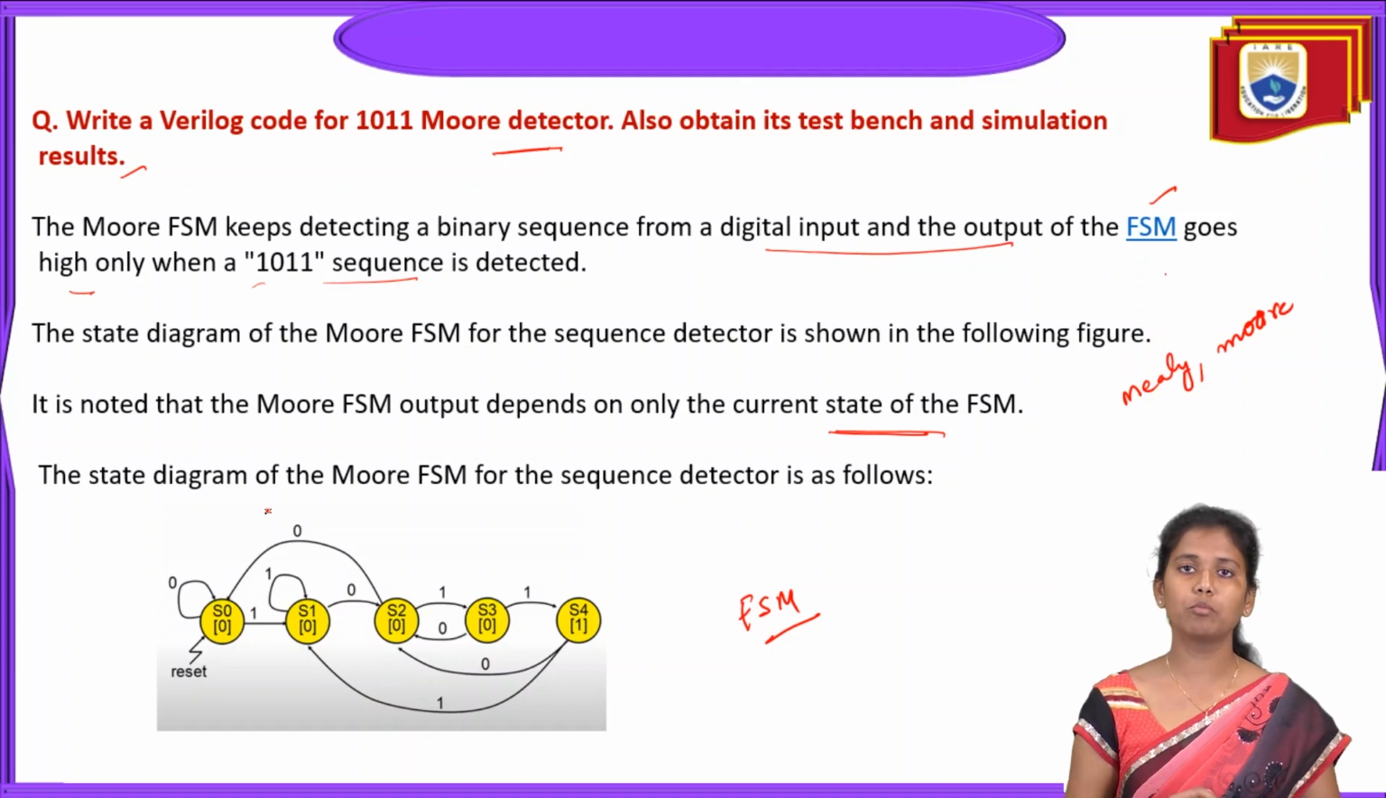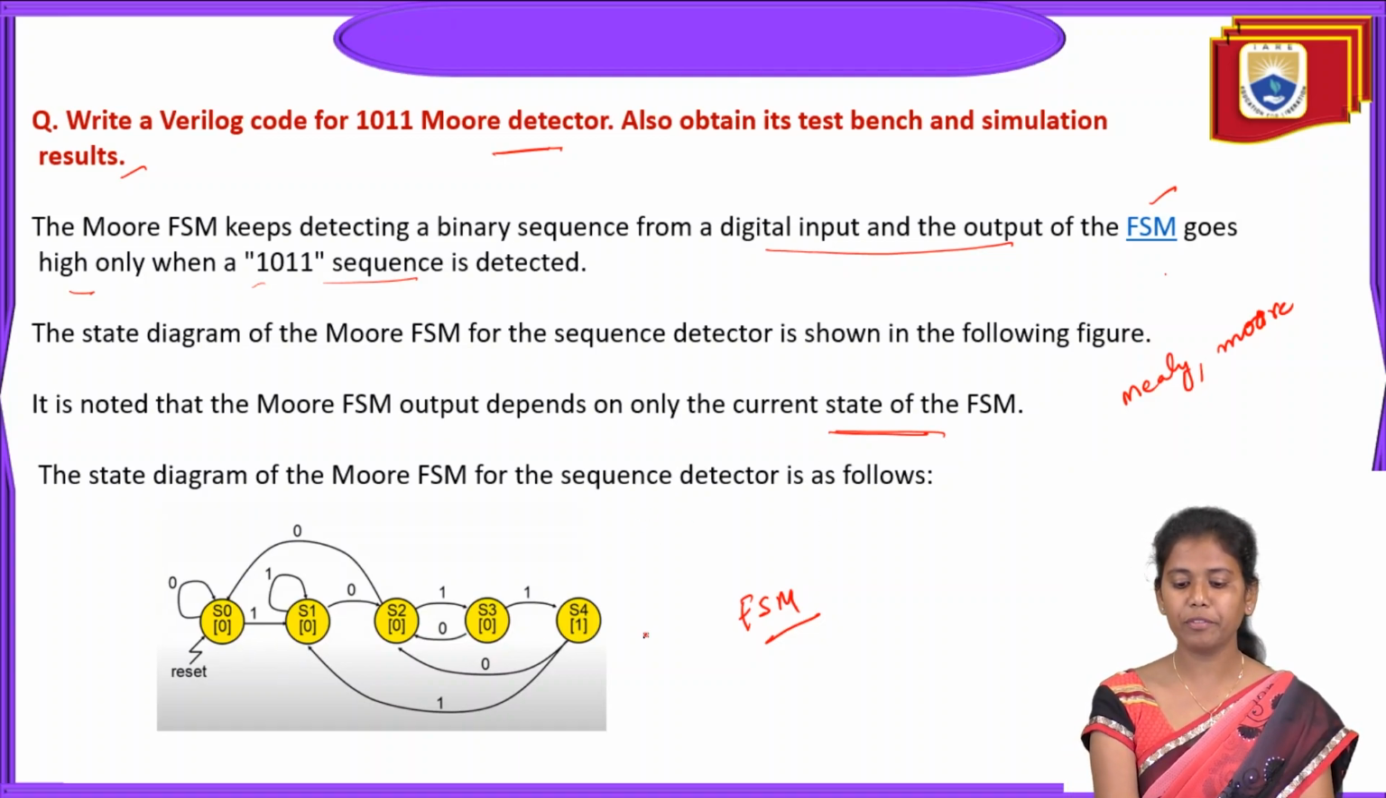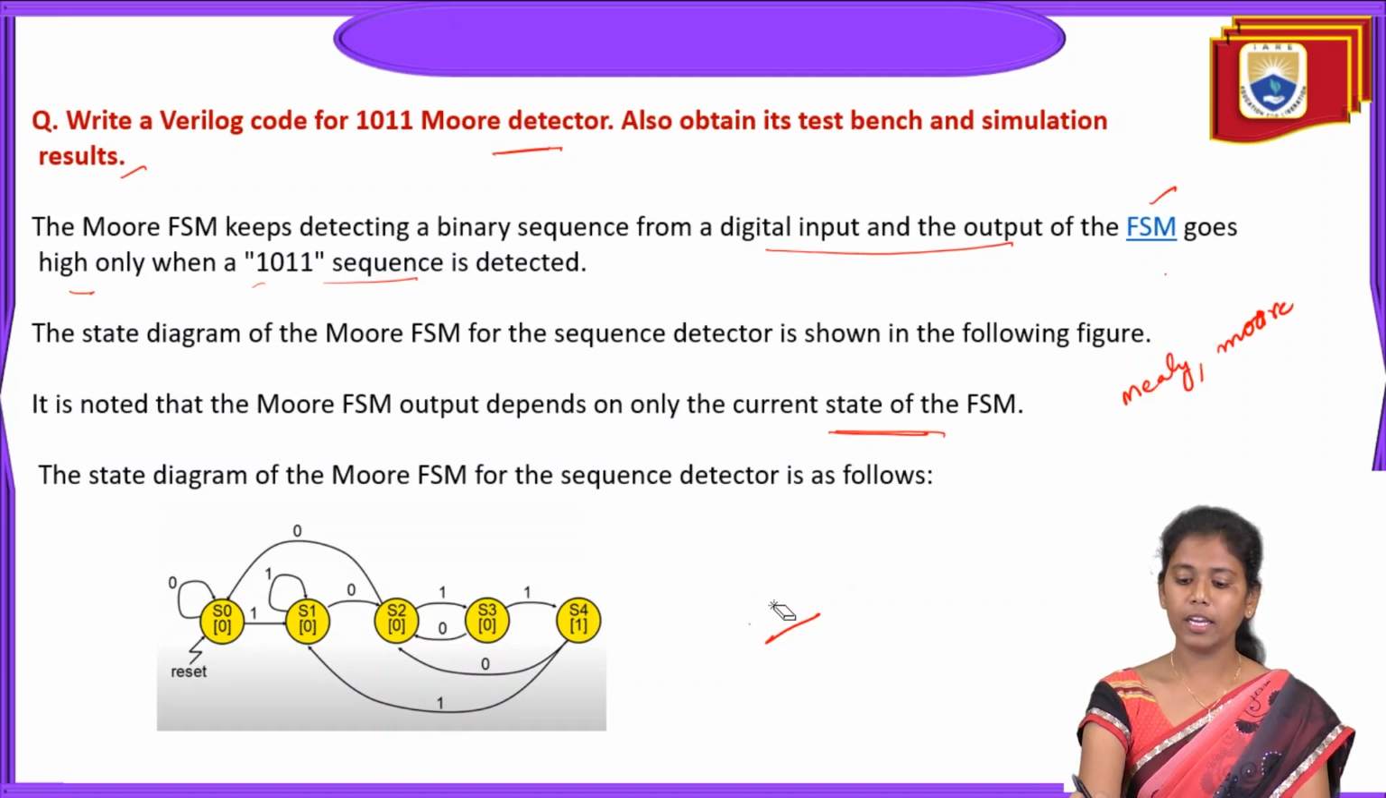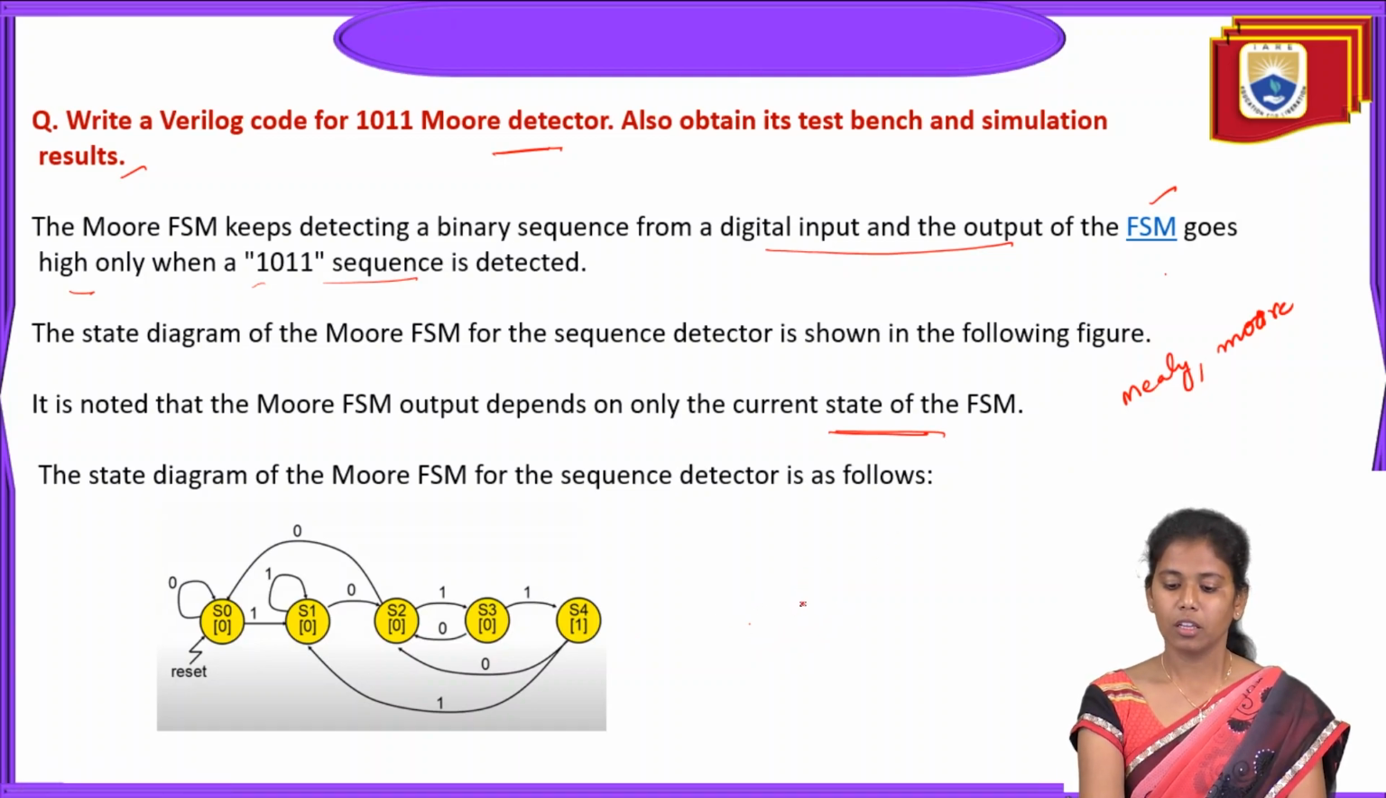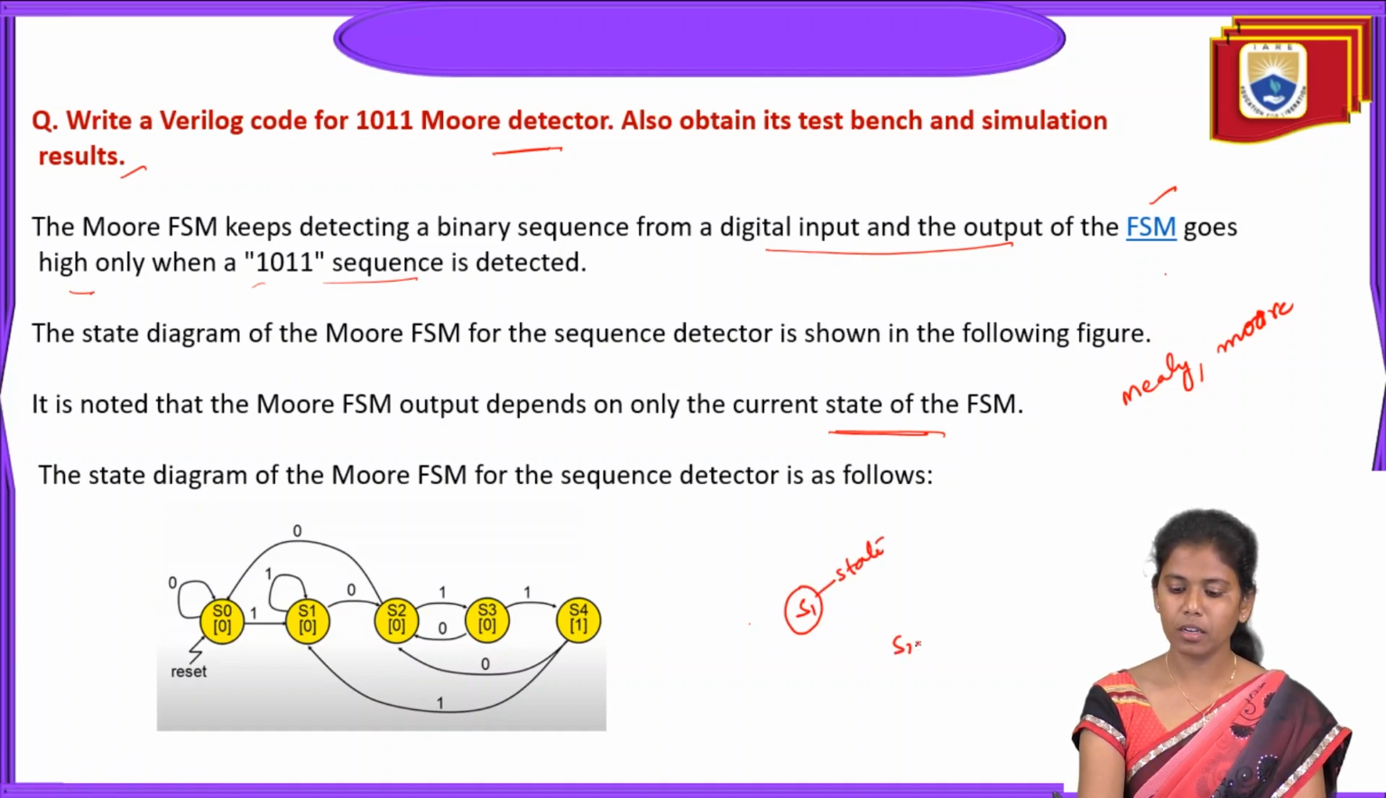The state diagram of the Moore FSM for the sequence detector is like this. Here we have 4 states. Remember that in state machines, a state is drawn as a circle, right? So this is a state. I have S1, S2, S3. These are the states. We represent the states in a circle, and then these are the direction lines.